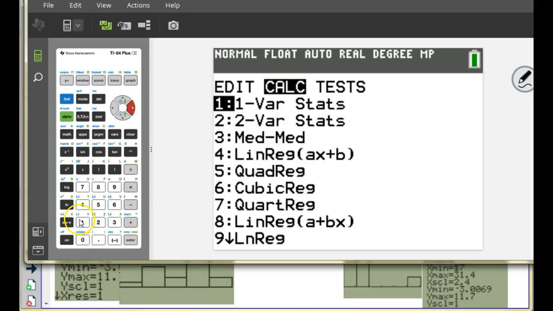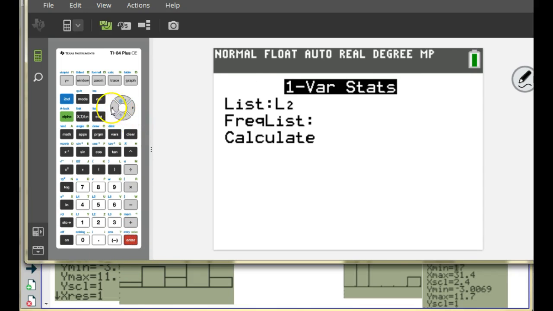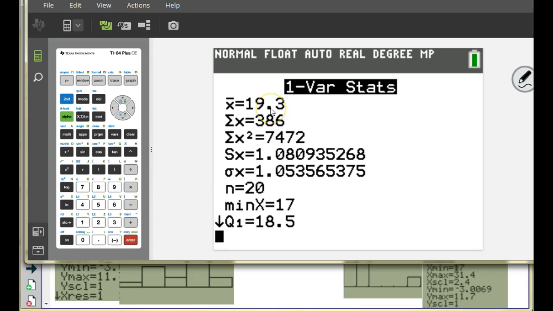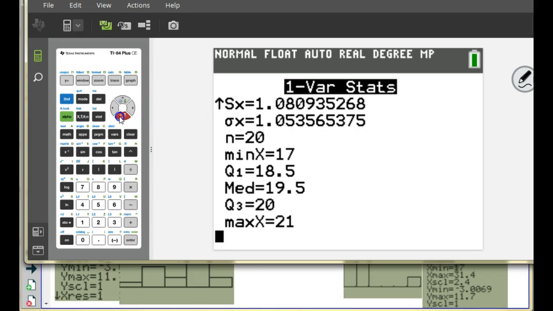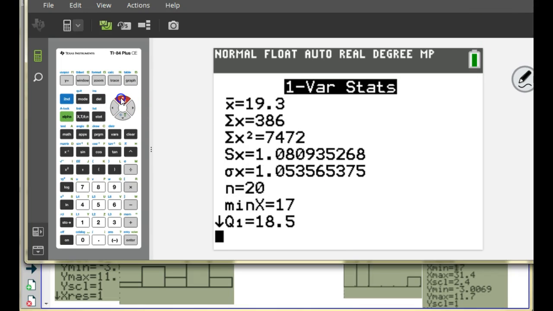Stat, right, 1, enter, whoa, list 1, just kidding. And we want to know, are the mean and the median far apart? The mean is 19.3 and the median is 19.5. So definitely not far apart, right? So we could just go with the data is not really skewed. So the mean is 19.3 with a standard deviation of 1, roughly here. 1.05, yes.